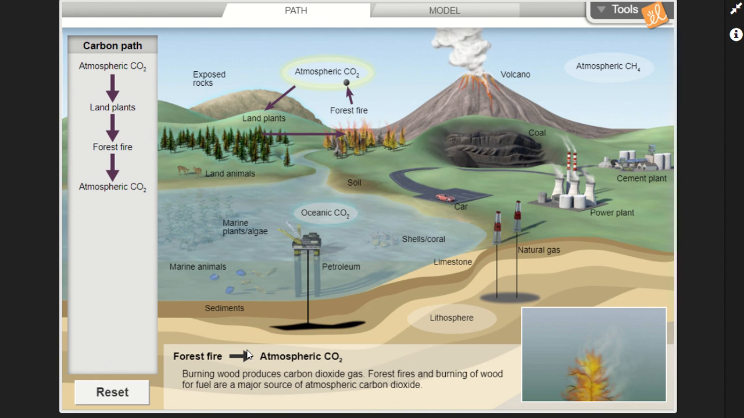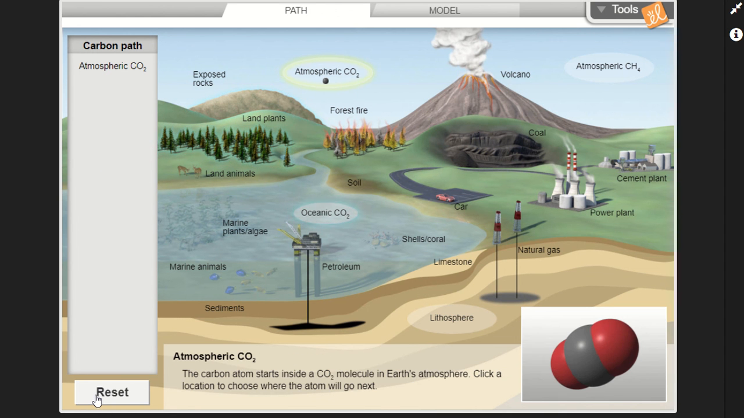Burning wood produces carbon dioxide gas. Forest fires and burning of wood for fuel are a major source of atmospheric carbon dioxide. So that whole sentence right there, you have that written down perfect. So burning wood produces CO2 gas that is released back into the atmosphere. And then number 7, like I said, that is a draw your own conclusion for that.